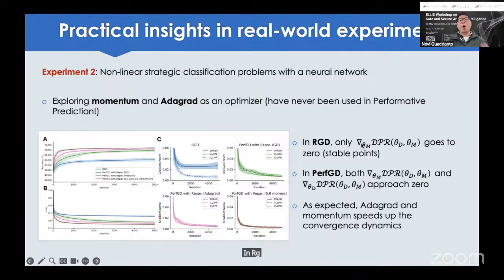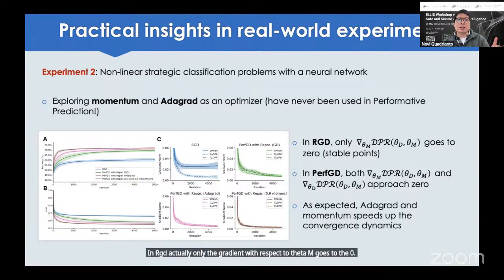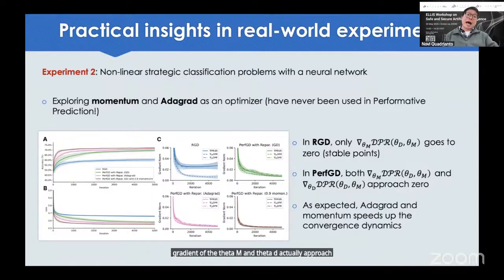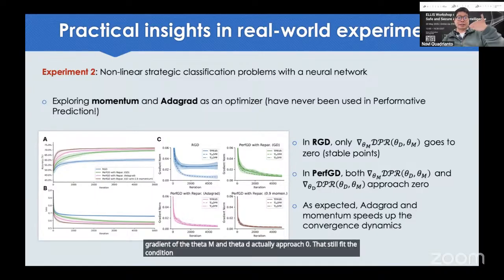In RGD, only the gradient with respect to theta m goes to 0. As again shown here, RGD, or simply retraining, only gives you the stable points. But in perfGD, as opposed to the previous experiment, both gradients of theta m and theta d approach 0. That still fits the condition of the gradient at the diagonal line being equal to 0, because 0 plus 0 is still equal to 0. And as expected, Adagrad and momentum speed up the convergence dynamics in this experiment.